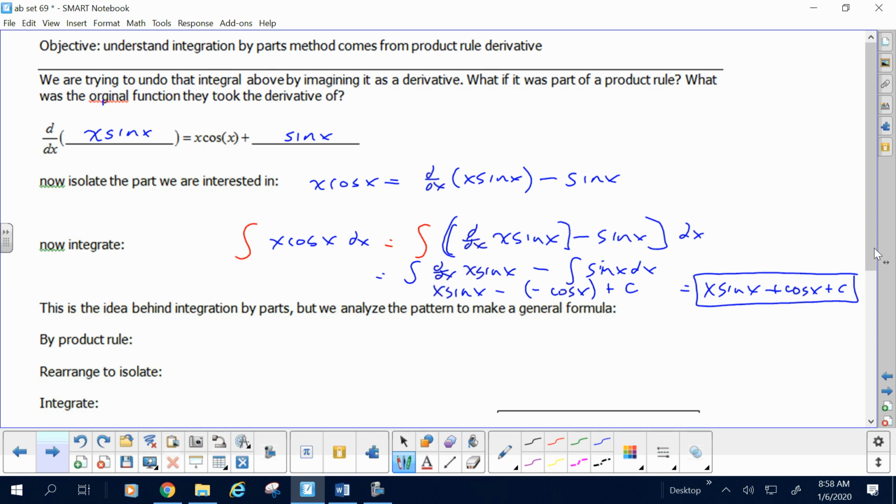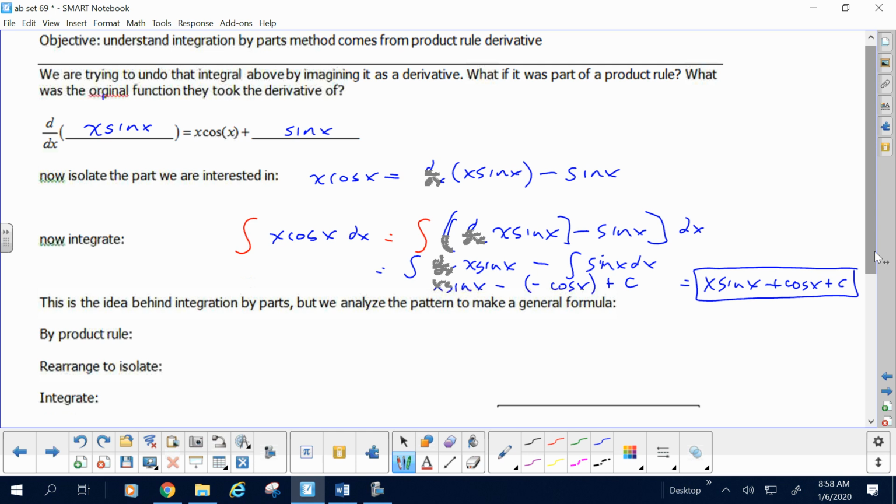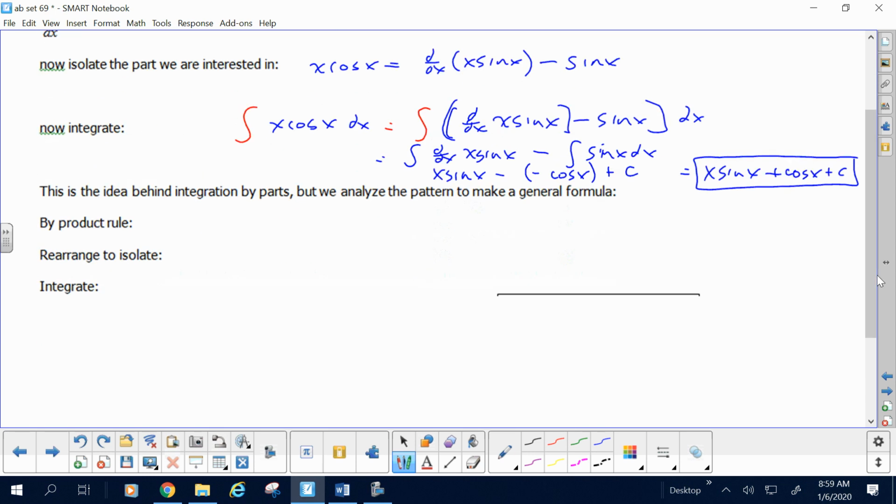Now, let's think of this more generally. This worked great for x cosine of x. But instead of doing this whole process every time, let's do what's called math analysis, which is to analyze the process, not this problem, but the process we did for this problem, so we could develop a formula that could be used and avoid all this background work.